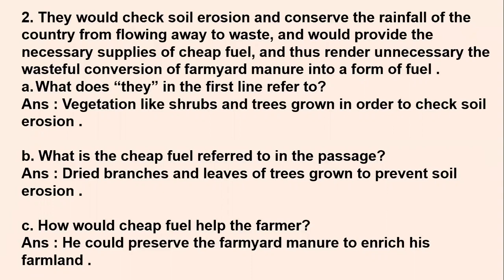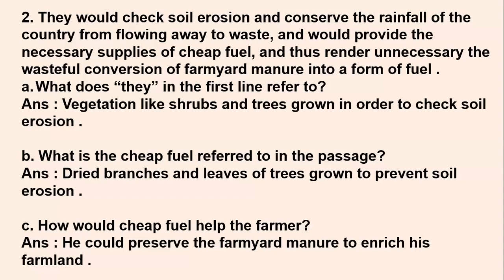But sometimes in villages, we see the cow dung cakes are made and they are also used to light the fire. So if we use this cheap fuel, the dried branches and dried leaves of the trees, then the farmers can preserve the farmyard manure, and it in turn will enrich his farmland because his land will become more nutrient-rich and more fertilized. So this is how cheap fuel helps the farmer, because it saves their farmyard manure. So you could write this sentence: he could preserve the farmyard manure to enrich his farmland.